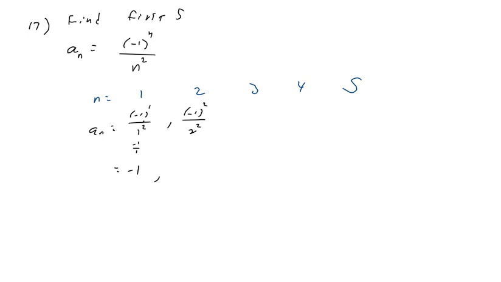-1 squared, well, -1 times -1 is +1. 2 squared is 4, so this is 1 over 4. Next number, -1 to the third power over 3 squared. Let's see, -1 cubed. Well, with -1, if I do exponents, it just ticks and tocks back and forth. -1, +1. -1, +1. First power, second power, third power, fourth power. All the odd exponents stay negative. Even exponents become +1.